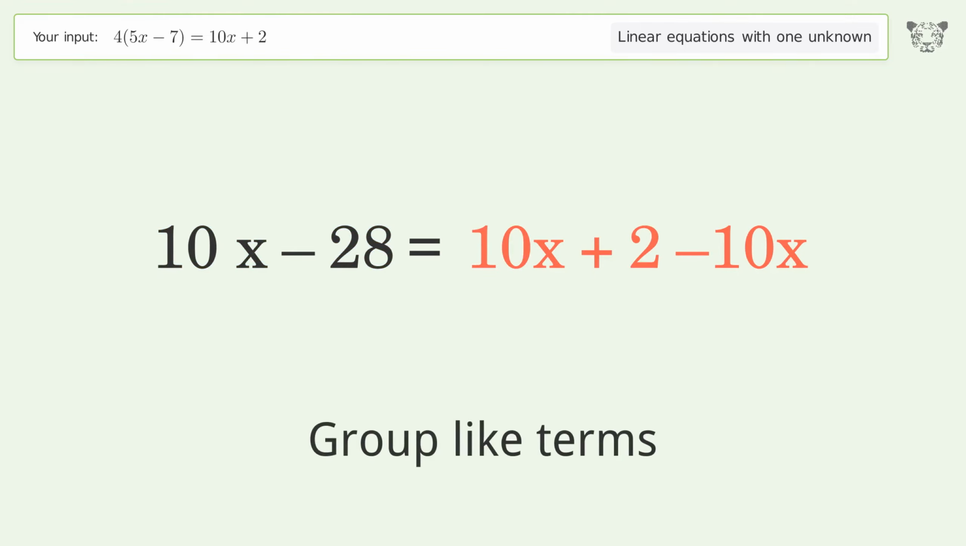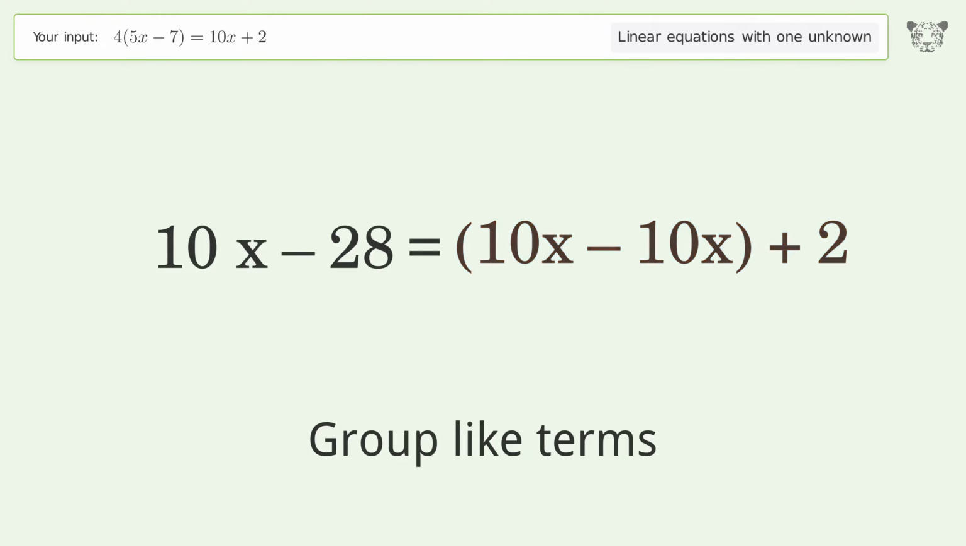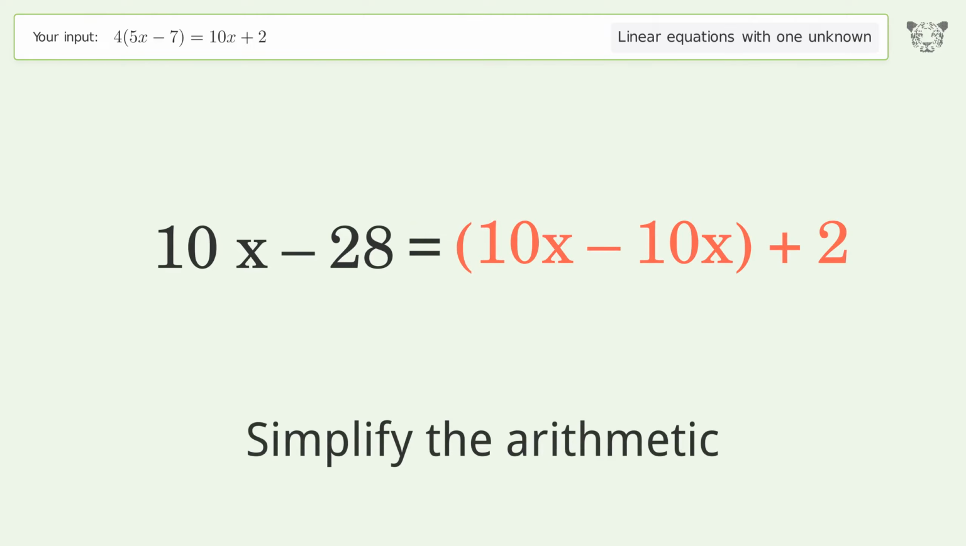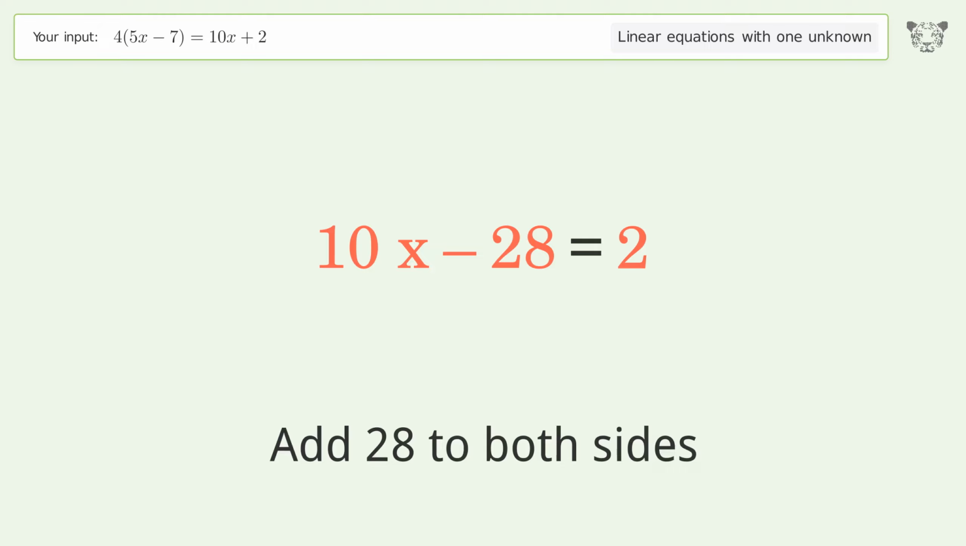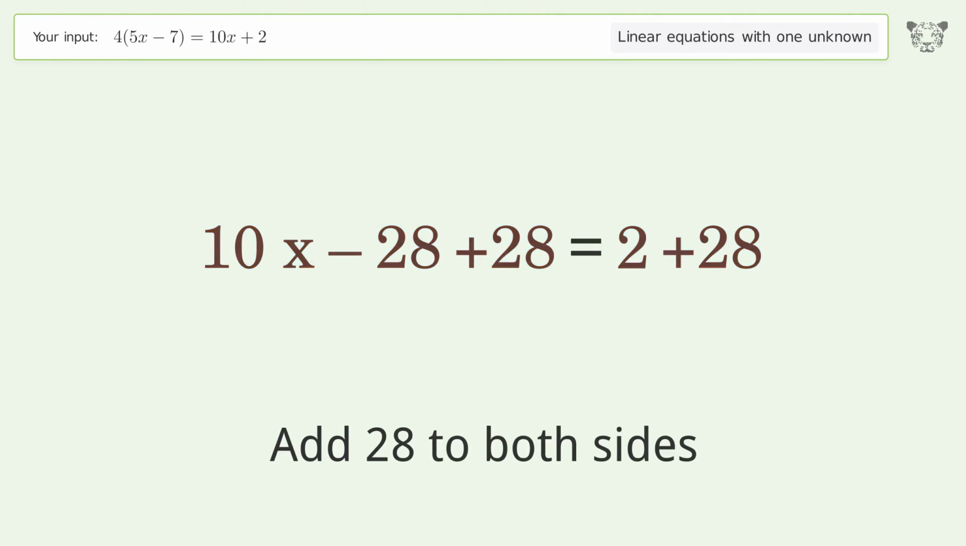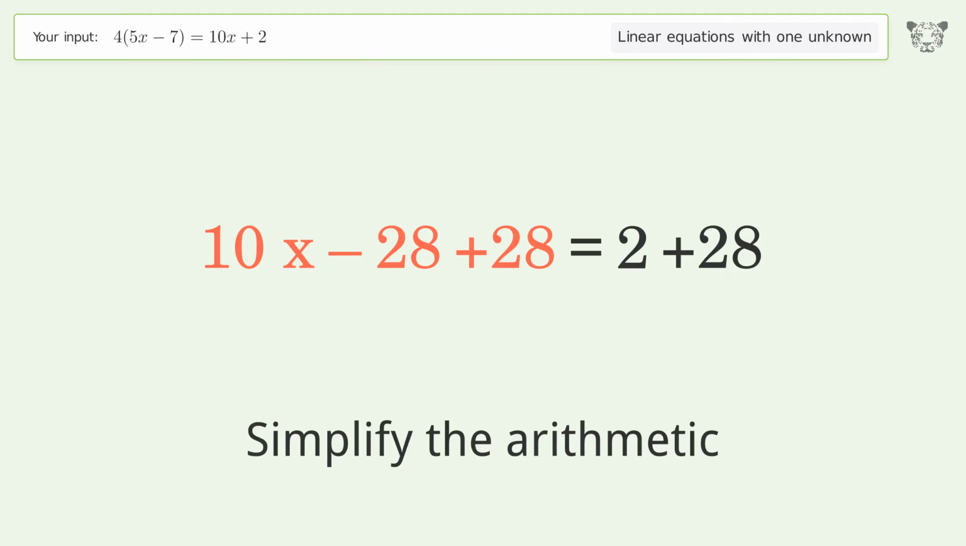Group like terms. Simplify the arithmetic. Group all constants on the right side of the equation. Add 28 to both sides. Simplify the arithmetic.